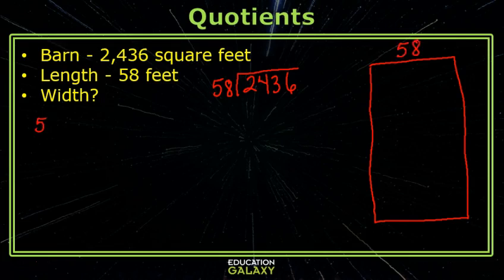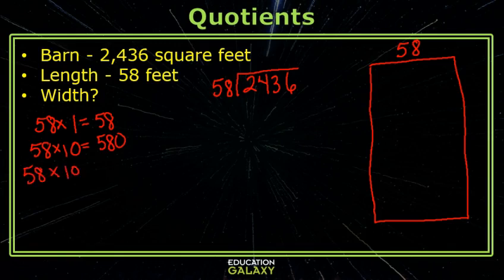Like partial quotients, we need to know some facts about our divisor, so we'll write them off to the side. 58 times 1 is 58. 58 times 10 is 580. 58 times 100 is 5,800. 5,800 is greater than our dividend, so we can stop. We don't need this fact.